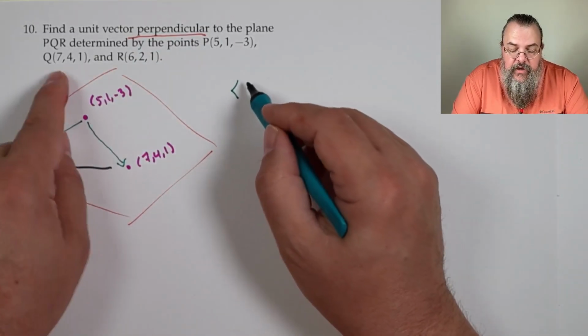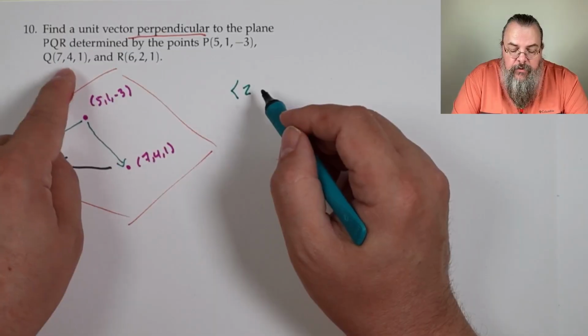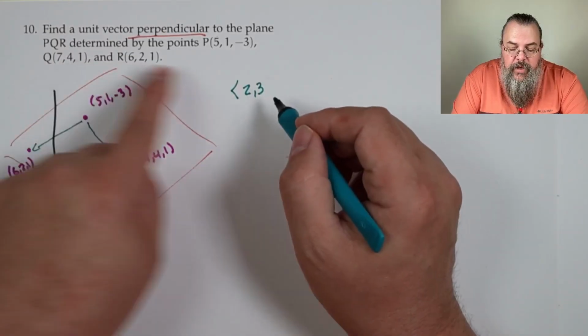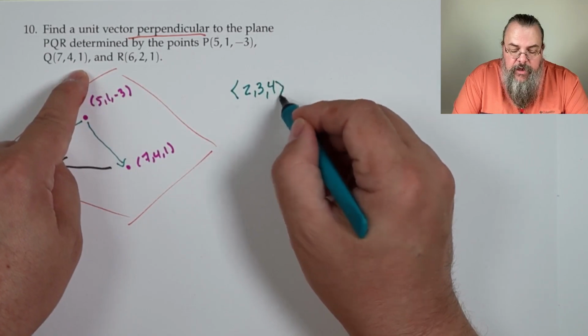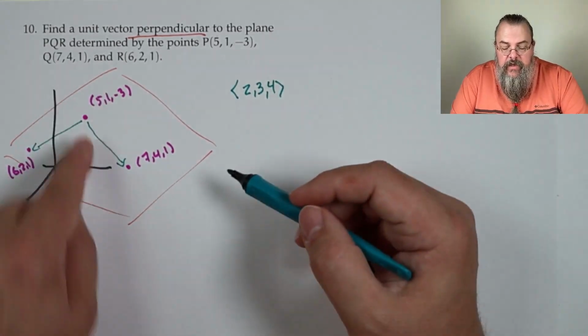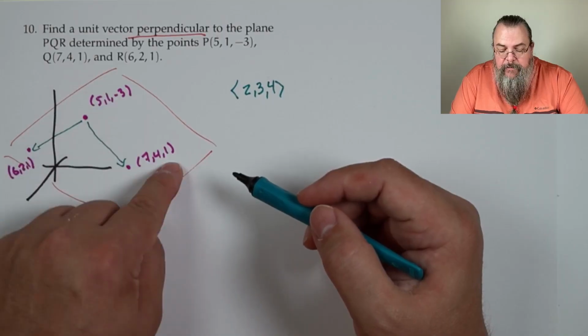That would be the vector 5 to 7, up by 2, 1 to 4, up 3, minus 3 to 1, up 4. Okay, so 2, 3, 4. All right, doesn't hurt to double check. 2, up 3, up 4.